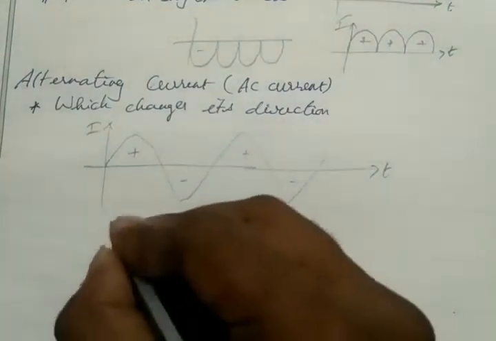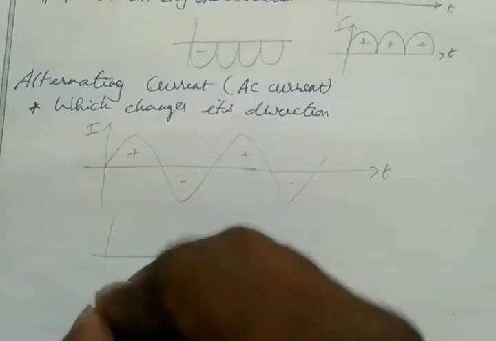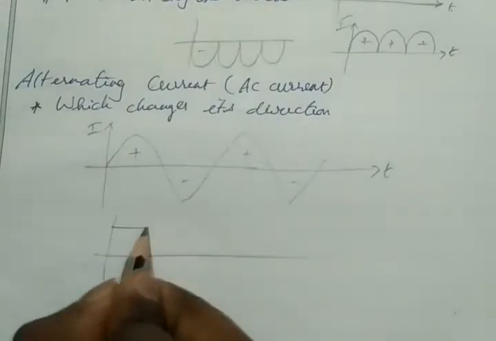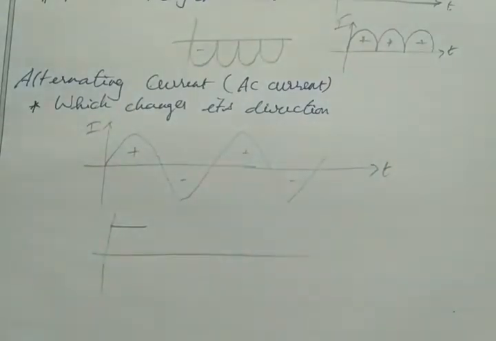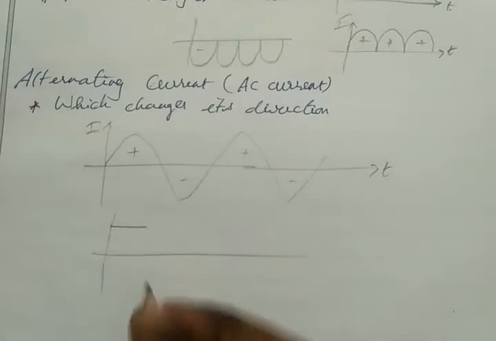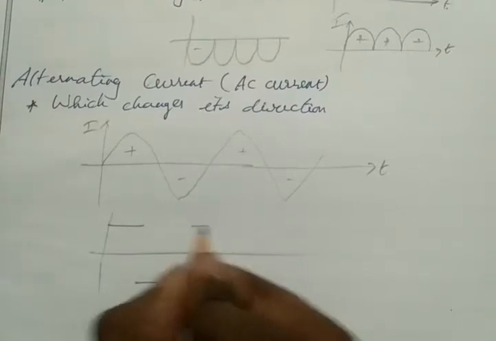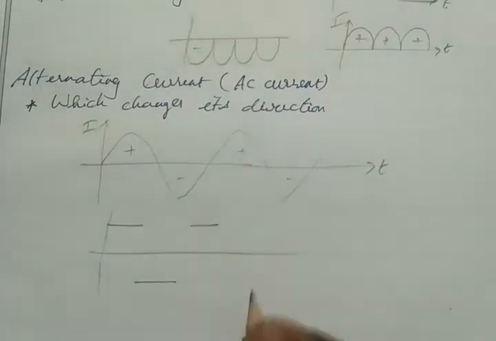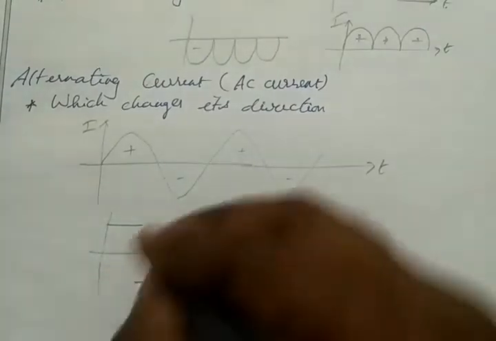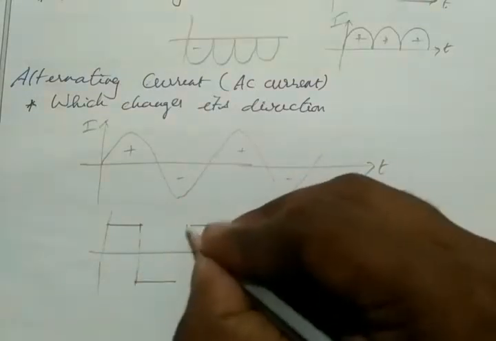If we draw another graph, I have positive current initially for some time. For example, if 2 ampere current flows in the first second, then for the next second it flows in the opposite direction. In the third second it again flows in the opposite direction, and in the fourth second it again changes its direction. Like that, the current direction changes frequently.